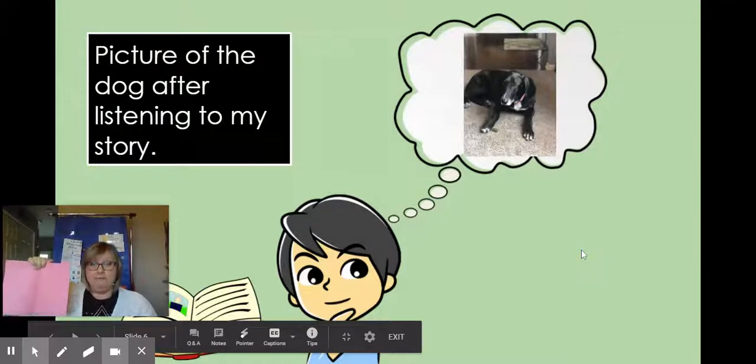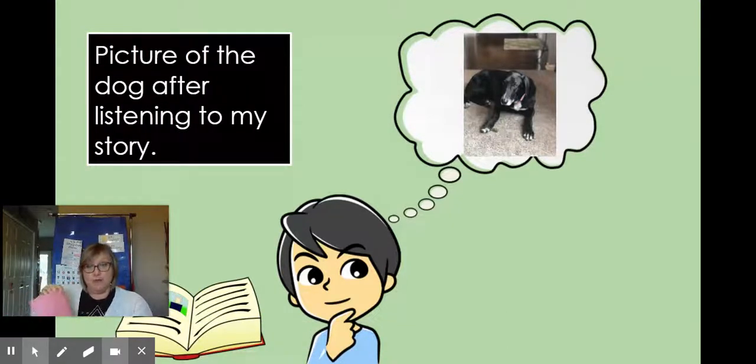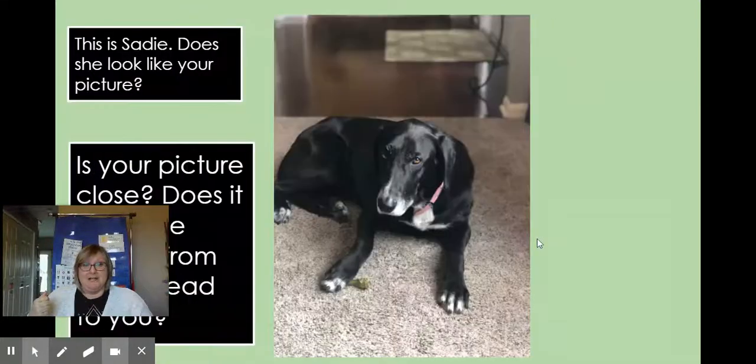All right, friends, hopefully you have had a chance now to draw your second dog and are back for the learning. I've changed my slide a little bit. Now the boy, after reading the book and after listening to me, sees a picture of the actual dog. Okay, and here's a bigger picture of the dog. This is my dog, Sadie. Does Sadie look like your picture? Is your picture close? Does it take the details and put them in the picture?